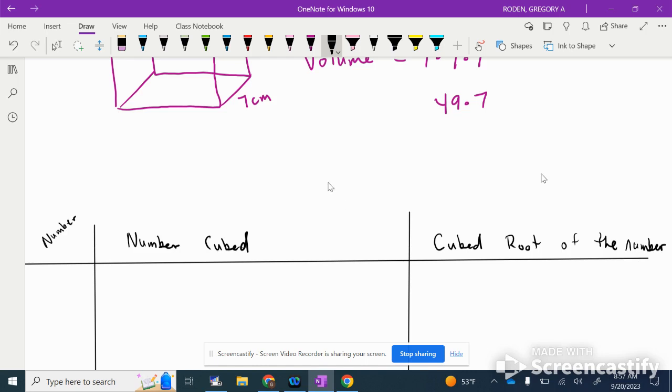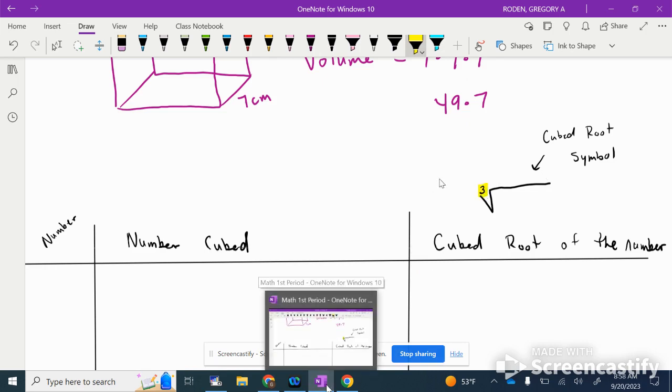Now, also, when we're talking about a cubed root, here's the symbol. It looks like a check mark, but we need to put a little 3 right here. So to do a cubed root, we're going to put a little 3. So this is the cubed root symbol. Okay? That's the cube root symbol. It looks just like the square root symbol, guys, except it has a 3 on the check mark. And that's how we know.